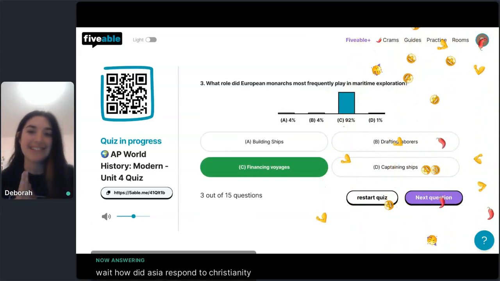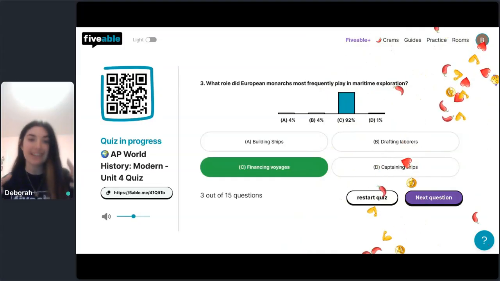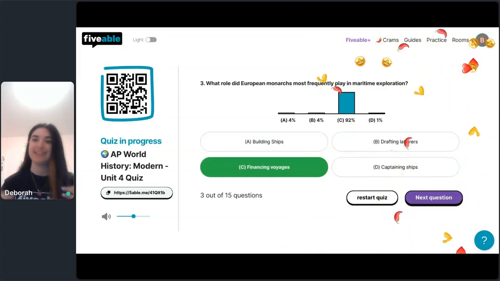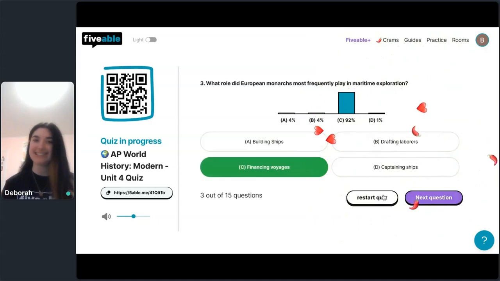Nice. That's a good percent. We like to see that. So the European monarchs participated by financing voyages. Those are like the kings. You got your queens. They're clearly very rich and in charge, and so they gave out their money. Great job, you guys. Let's head into the next question.